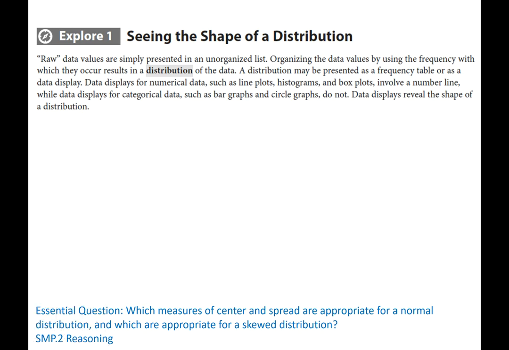So raw data values are simply presented in an unorganized list. Organizing the data values by using the frequency with which they occur results in a distribution of the data. So that's how we get our distribution of data: we organize it. A distribution may be presented as a frequency table or data display. Data displays for numerical data, such as line plots, histograms, and box plots, those are our types of numerical data displays, involve a number line. So I'm going to highlight that as well.